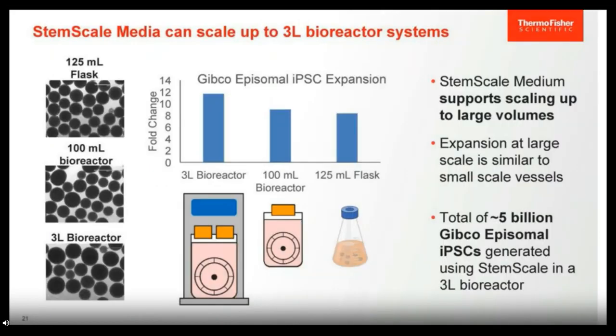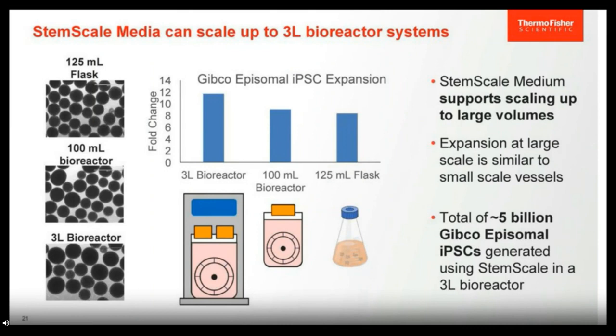And since I've been talking about being able to scale up to large volumes, on this slide I want to show that we've been able to scale up to a 3-liter bioreactor system using StemScale media. So the images on the left are from spheroids used in 125 ml shake flasks, a small 100 ml bioreactor, and then the large 3-liter bioreactor. And the graph in the middle shows the fold change results that we obtained. And we achieved about an 11-fold expansion in the 3-liter bioreactor with our Gibco somal iPSCs, which is very similar to what we've seen on all the previous slides.